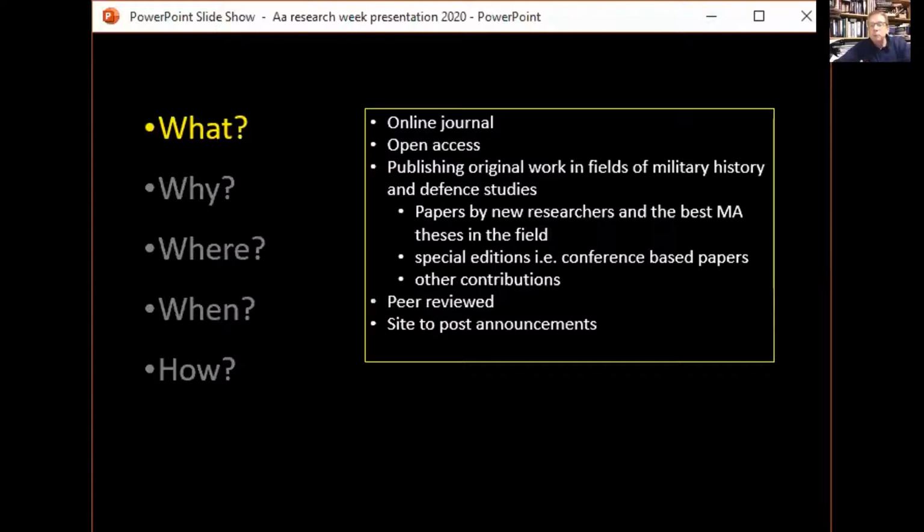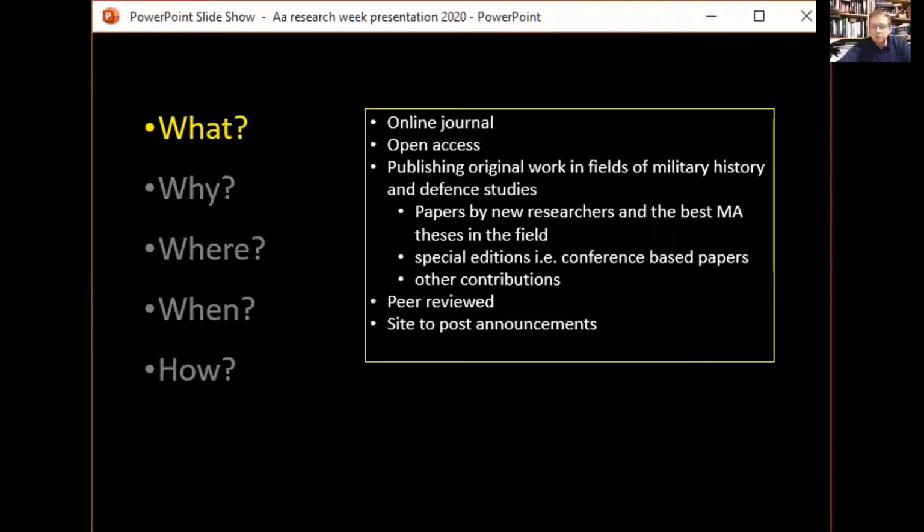The aim is to publish original work in the field of military history and defence studies, and in particular, to publish work by new researchers, which would include some of the best MA theses that are produced in Maynooth and elsewhere. One of the things that struck us is that we have a very successful MA programme here at Maynooth, both an MA programme run by the history department, but also one that we work in conjunction with the Defence Forces. And on both programmes, we get some really excellent research done each year.